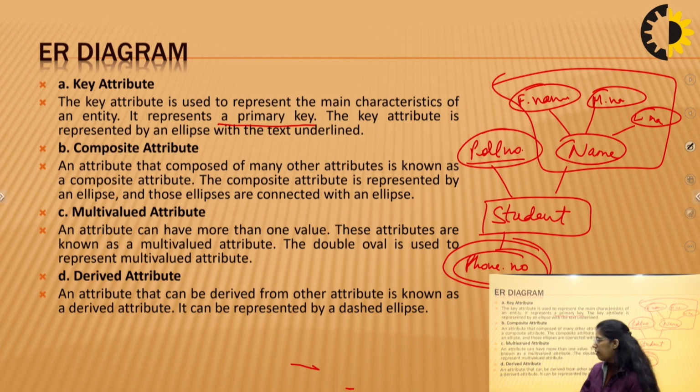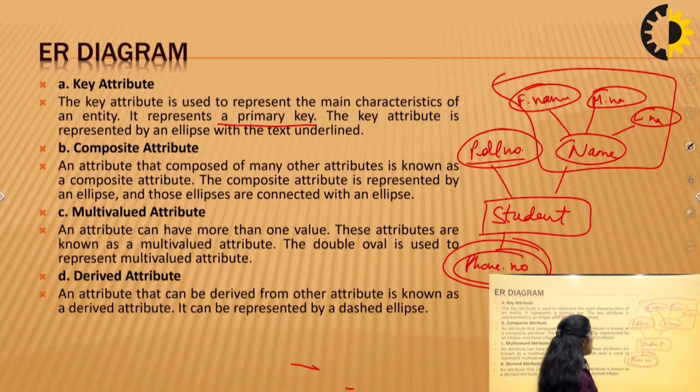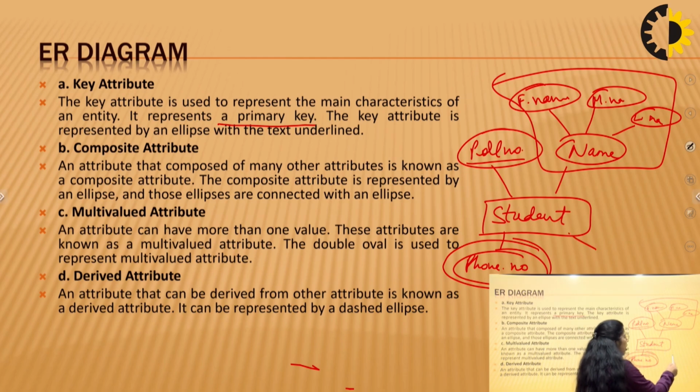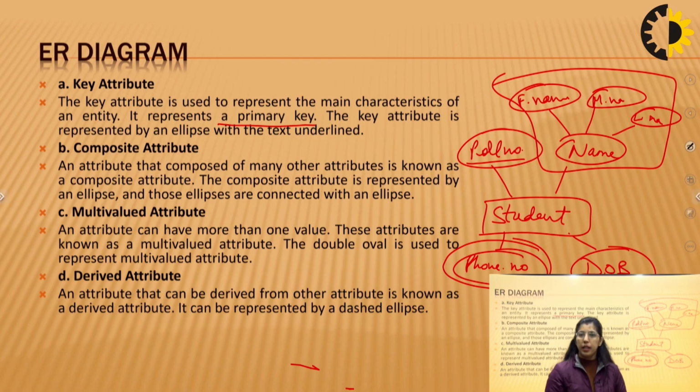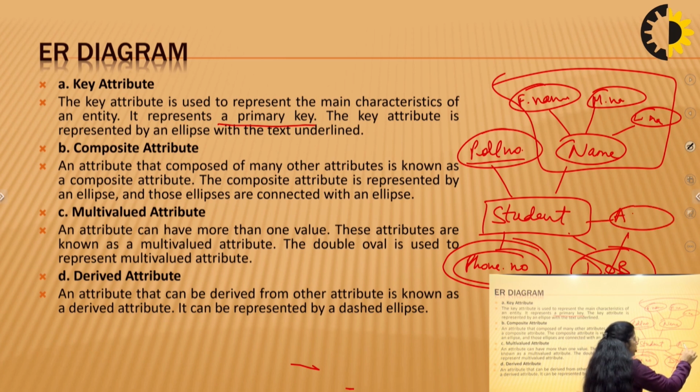Next one is derived attribute. An attribute that can be derived from another attribute is known as a derived attribute. It can be represented by a dashed ellipse. So let's say we have a column with date of birth. Okay? But we don't need date of birth. We will be having age as an attribute. So we don't want this. We will be wanting age.